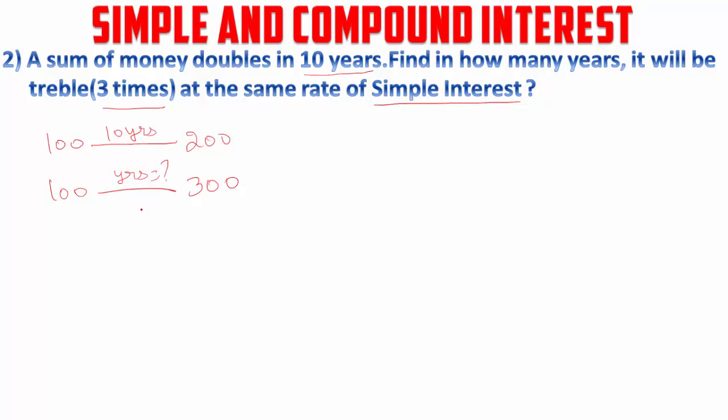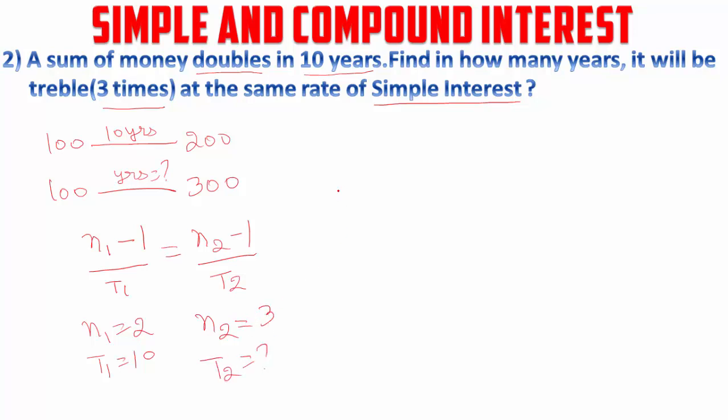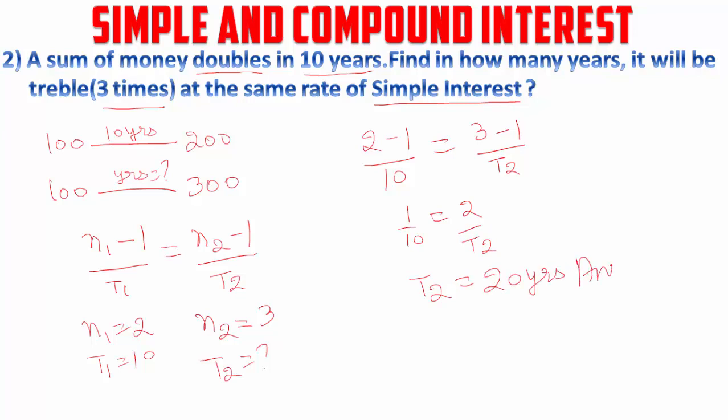There are two ways to solve this question friends, and I will tell you the simplest one. There is a formula to solve this question, that is (N1 minus 1) by T1 is equal to (N2 minus 1) by T2. According to this question, N1 is 2, that is our money is double, and T1 is 10 years, and N2 is 3 times, so N2 will be 3, and T2 we have to find. By putting the values, 2 minus 1 by 10 is equal to 3 minus 1 by T2. So 1 by 10 is equal to 2 by T2. That is, T2 is equal to 20 years. That is our answer.